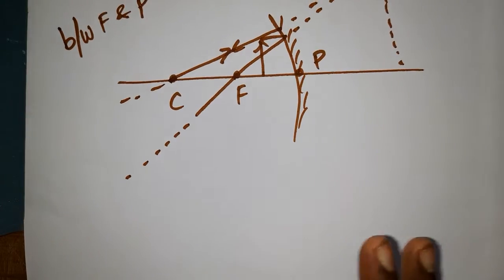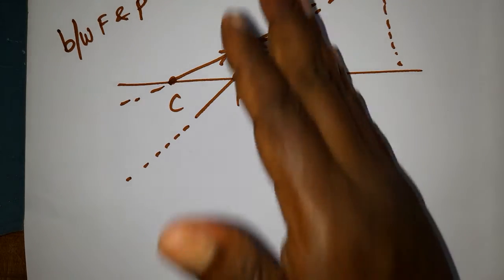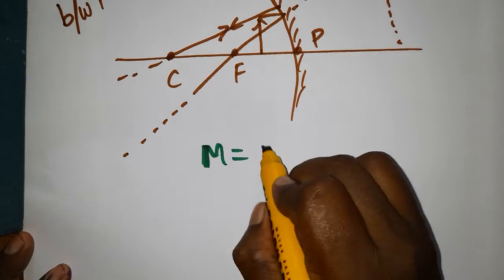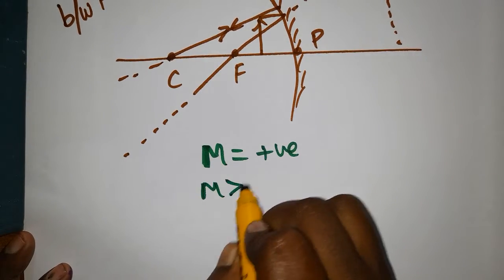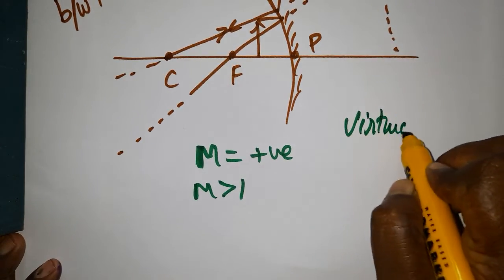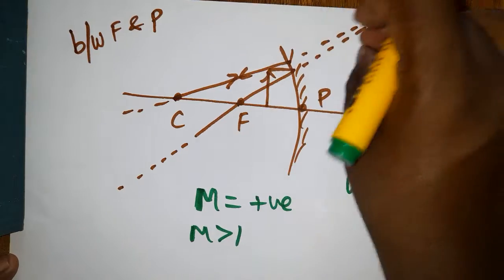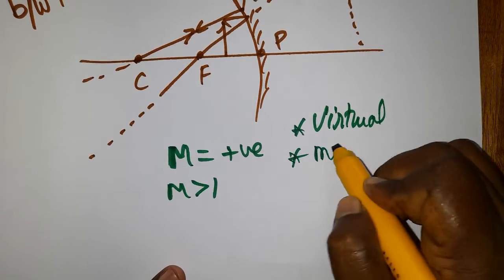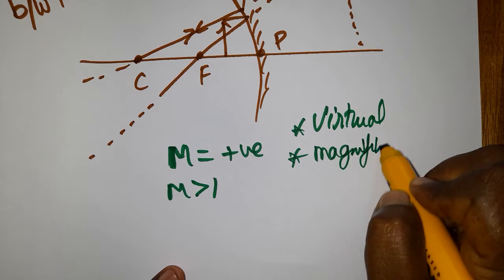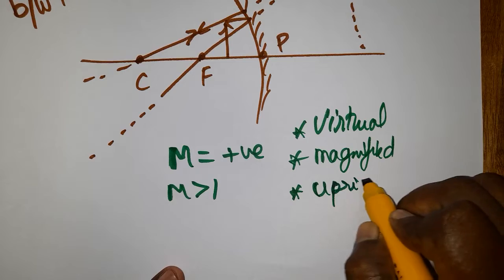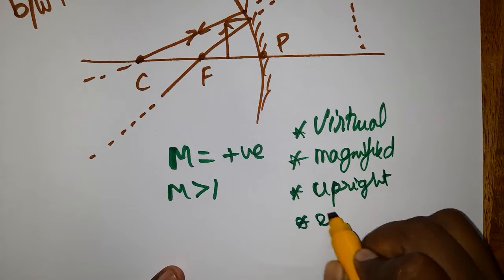What about the image? The image is formed on the opposite side. The magnification is going to be greater than 1 and positive. Why is it virtual? A diverging ray will always look like it converges at the backside, so it is going to be virtual. Virtual, magnified, not inverted, it's going to be upright, erect.